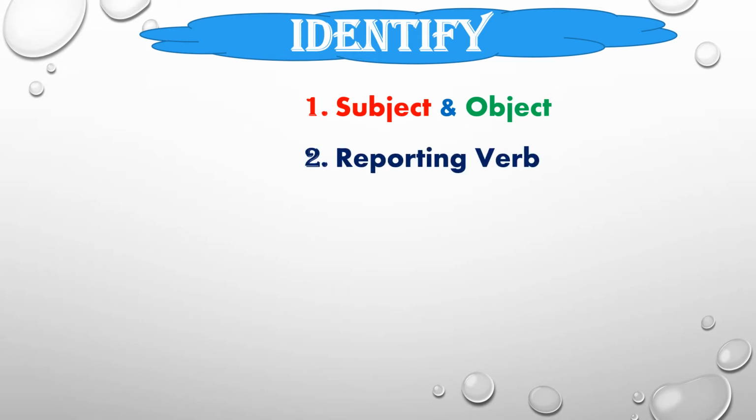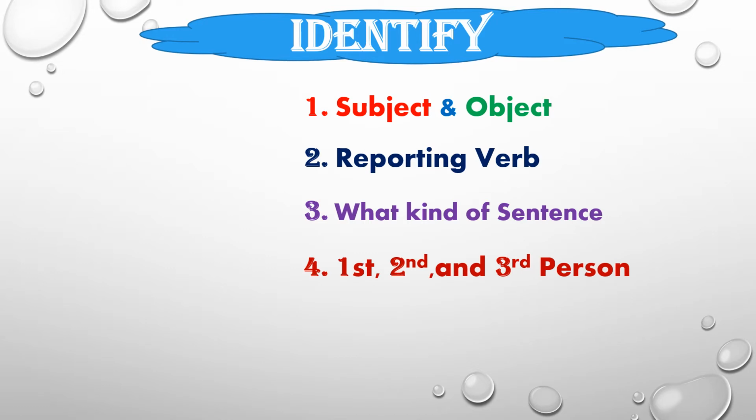The first step, identify. This is the most important step. You need to identify the 5 things here. Subject and object, reporting verb, what kind of sentence, first, second and third person, and tense.